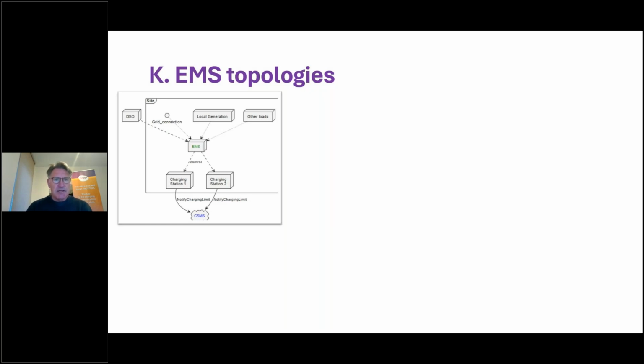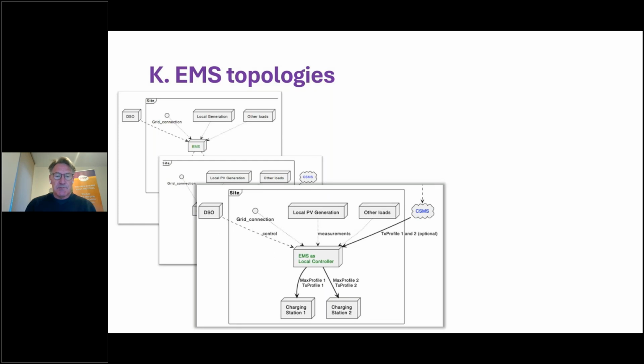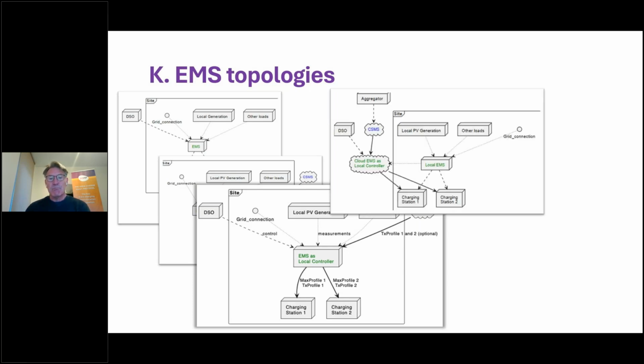For example, here you see an energy management system that's controlling two charging stations, and it describes how you can deal with that. Or another situation where you have an energy management system that speaks with a local controller, and then the local controller takes care of the charging stations. Or we can have an energy management system that also acts as a local controller. So it's like an OCPP capable energy management system.